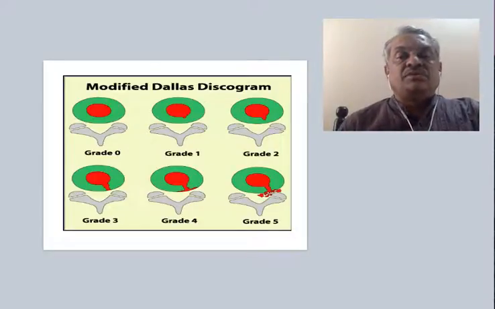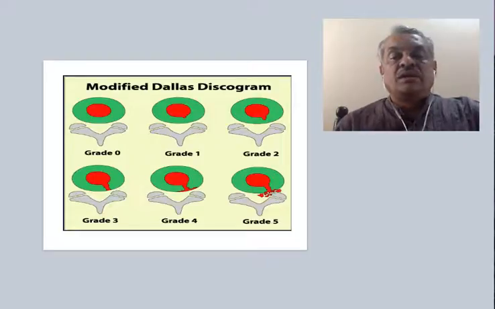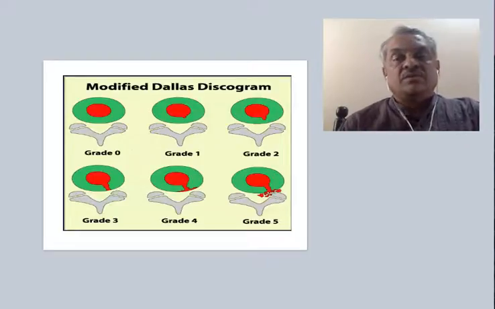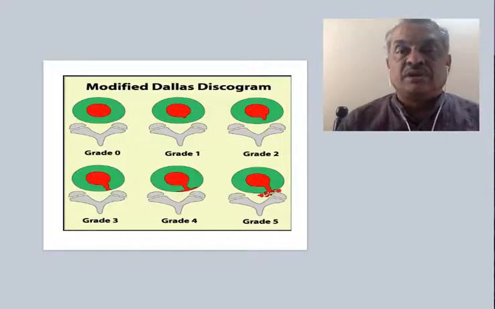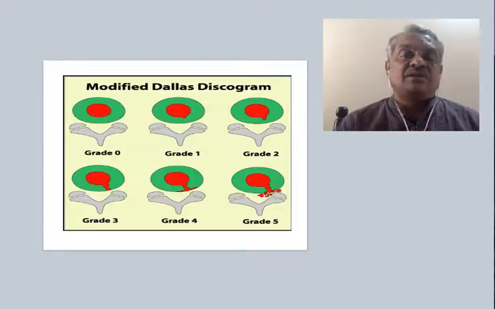Now, this is a modified Dallas discogram scale where grade 0 is where the annulus and the nucleus are normal. In grade 1, there is an annular tear which is at the beginning. In 2, the tear progresses to almost mid annulus. In 3, it goes to the posterior, posterolateral boundary of the annulus, but there are some layers of the annulus which are intact.